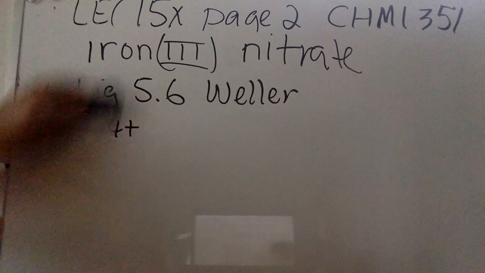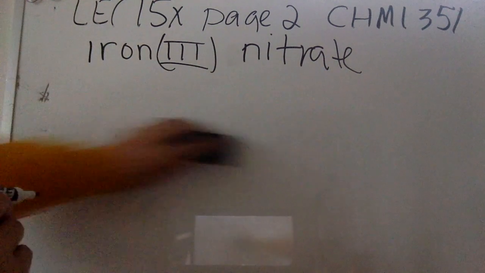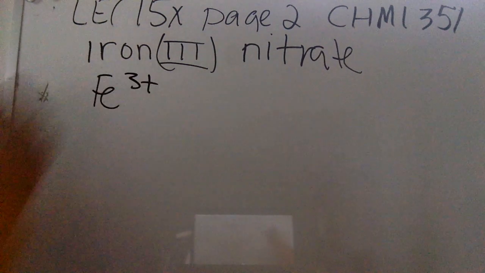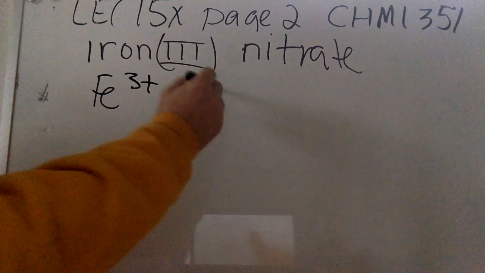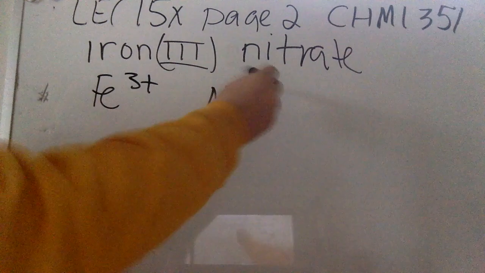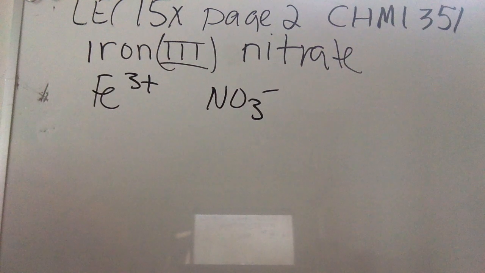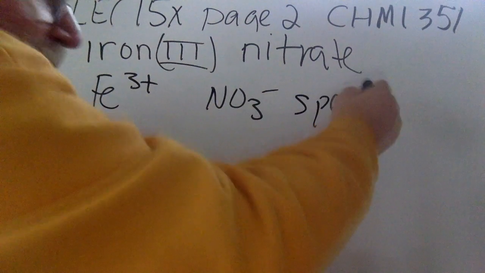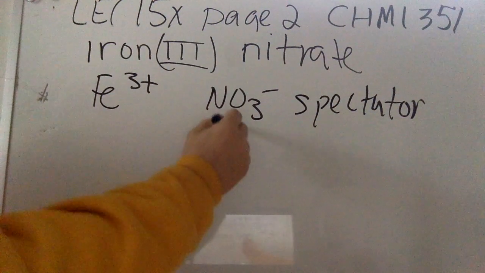Iron 3 nitrate. What does it do? What is it? Well, iron 3 means iron 3. Nitrate ion. Oh, nitrate is on our spectator list. So does it do anything in water? No. So it's neutral.